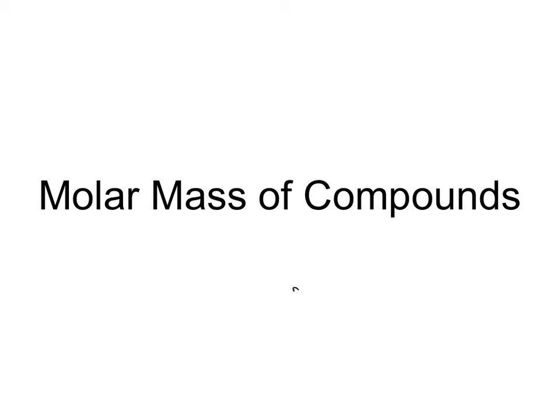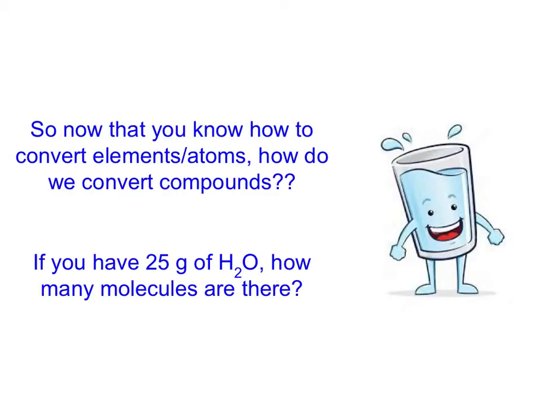So you should understand that 1 mole can mean two things. It can mean 6.02 times 10 to the 23rd if we're counting something, kind of like a dozen is 12. And then in chemistry, that is going to have a certain weight to it. So we could also find how much a mole of something will weigh. So those are our two avenues that we're going to go down. Now that you know how to convert elements and atoms, how would we convert compounds?